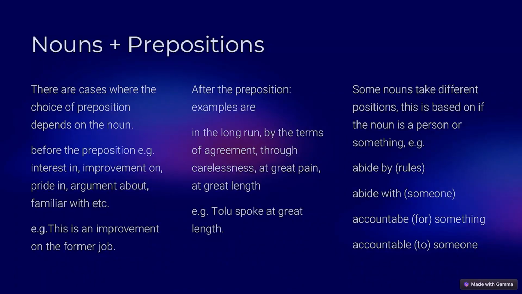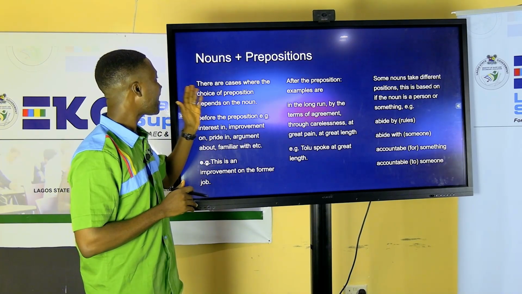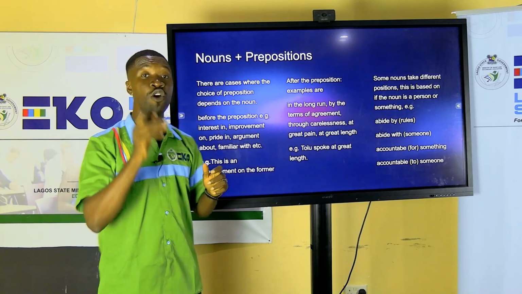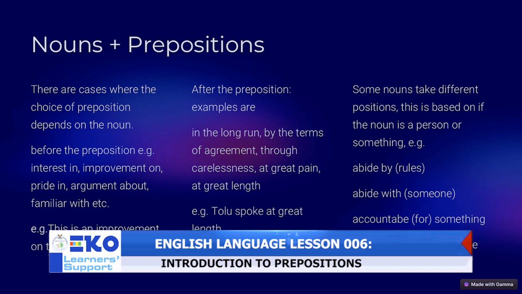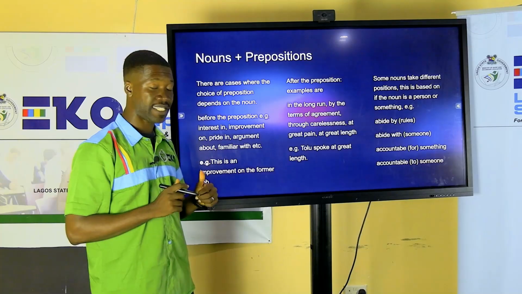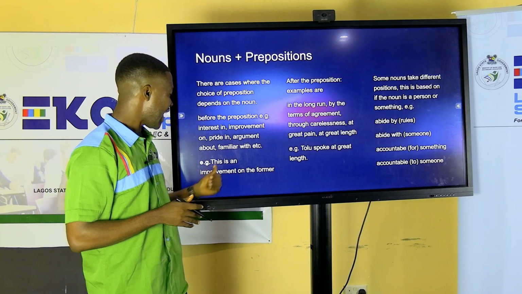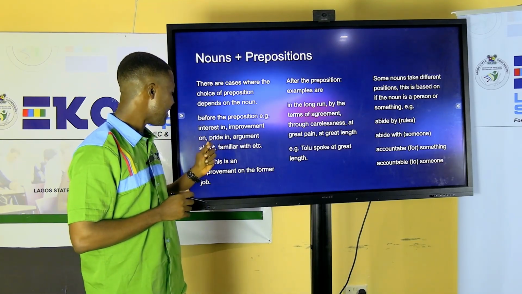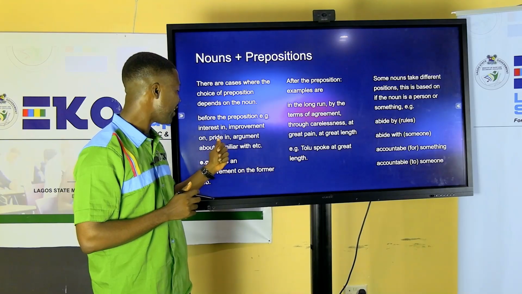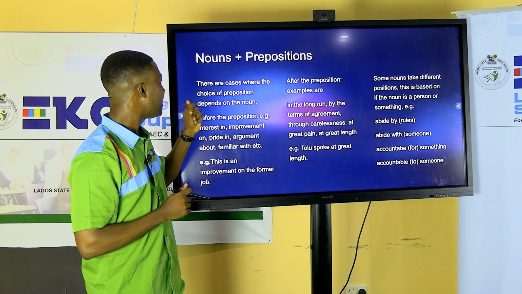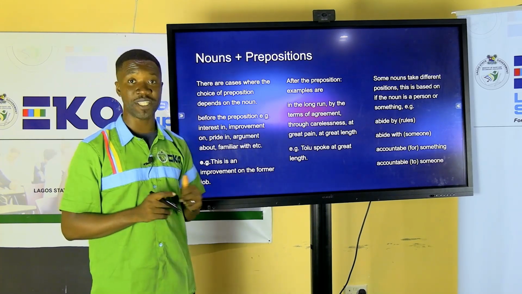Okay, now let's move to nouns plus prepositions. How do we make use of it? There are cases where the choice of preposition will depend on the noun. For example, interest in, improvement on, pride in, argument about, familiar with, and so many others. Let's look at a sentence. This is an improvement on the former job. So when you use improvement on, it is because the noun goes with the preposition.